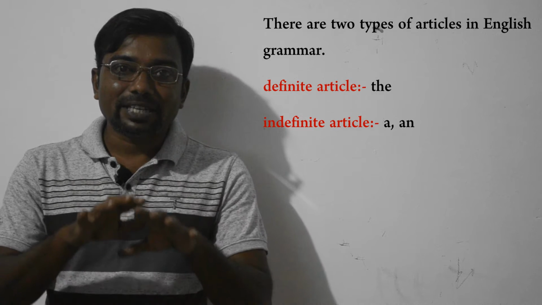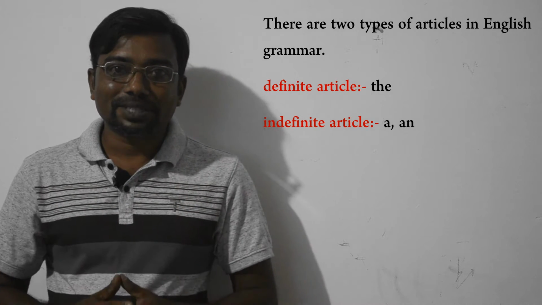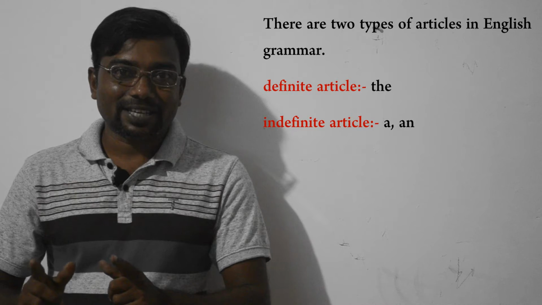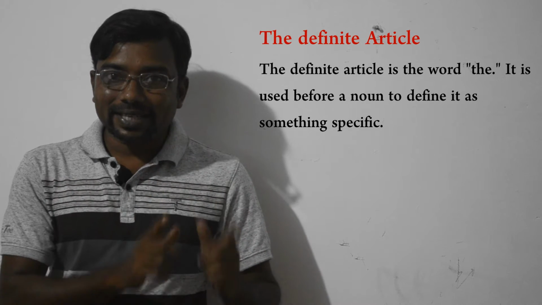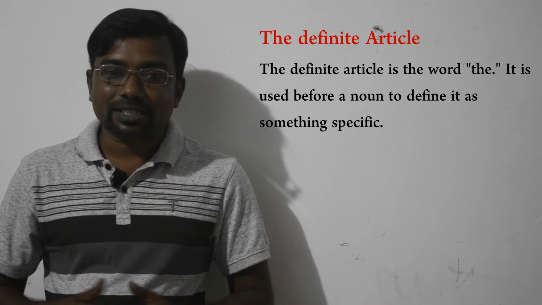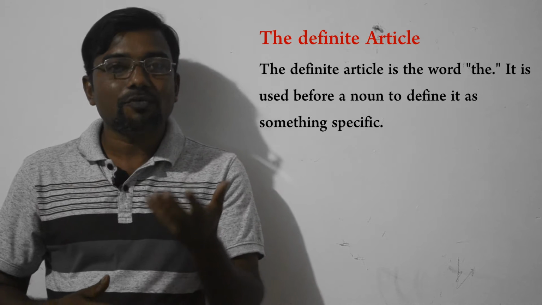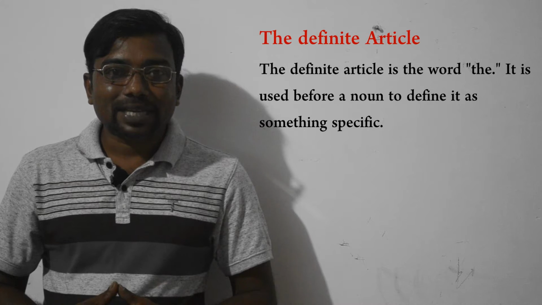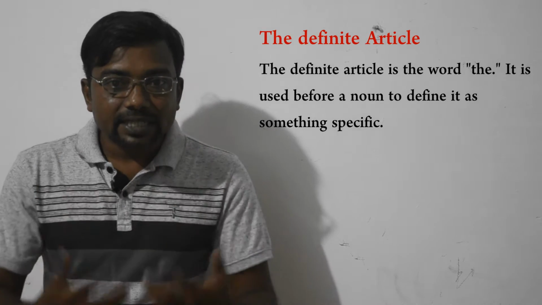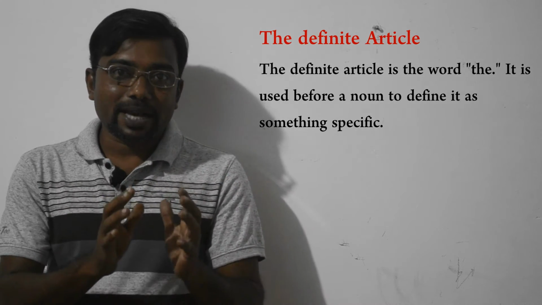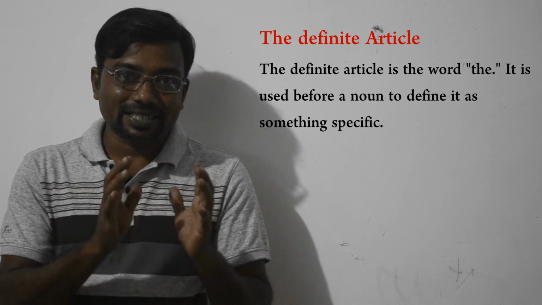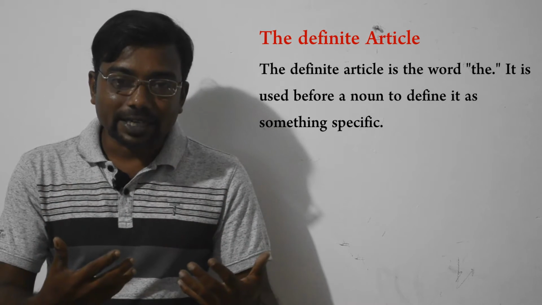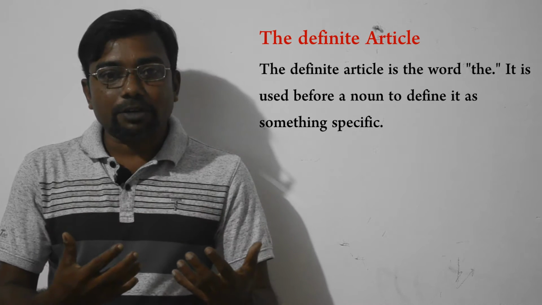These articles can be divided into two groups: definite articles and indefinite articles. Okay everyone, let's talk about definite articles. We use the word the as a definite article. By using definite articles, we can identify a noun or object specifically. That is to say, the speaker emphasizes a specific noun by using the definite article the, and the listener is also clear about which noun the speaker is talking about.